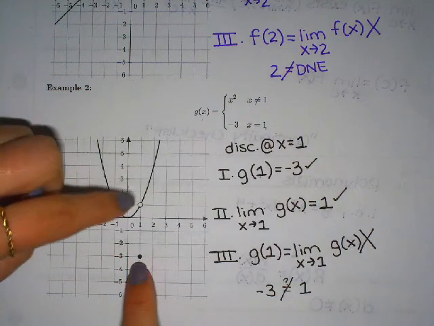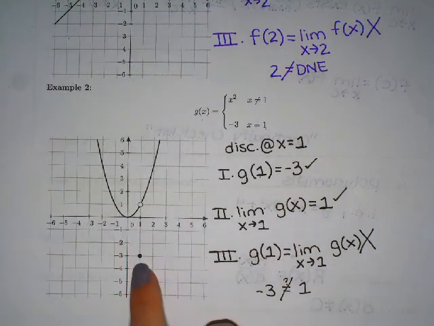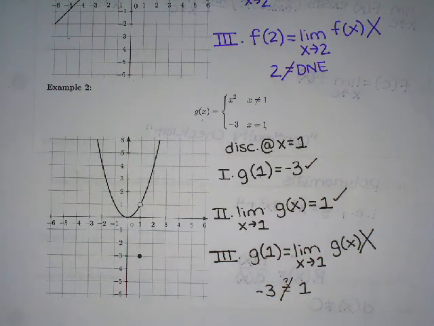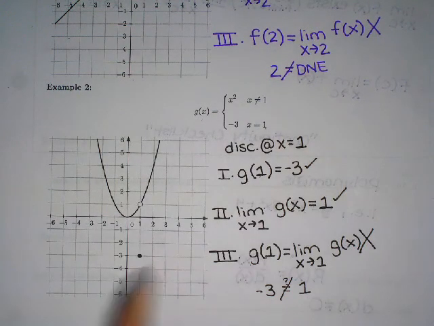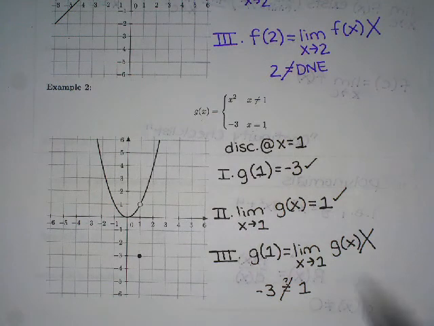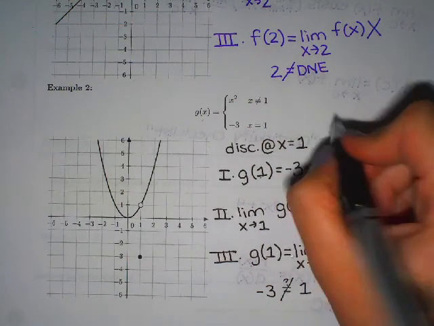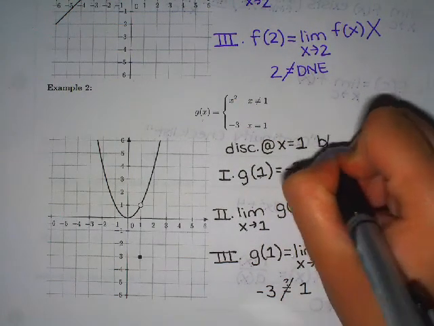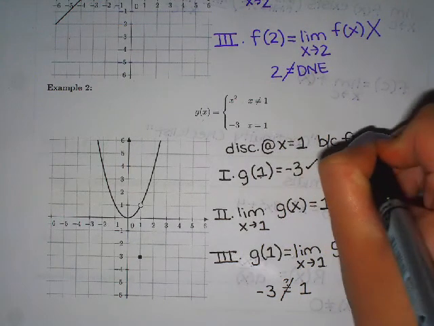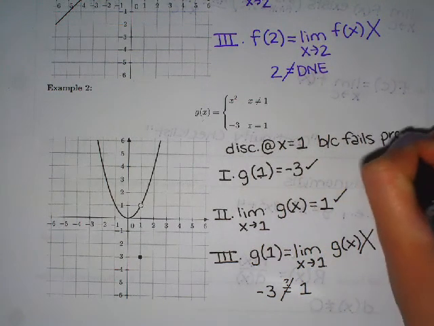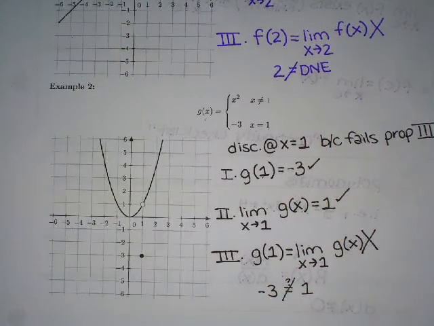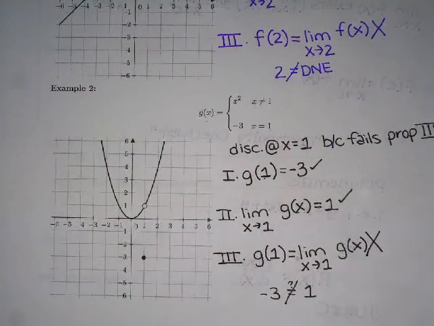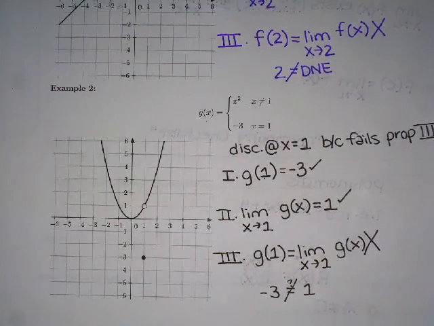Everything checked out. It had a y value, it had a limit, but then the limit we found was not the same thing as the y value. What was happening near when we found the limit wasn't the same thing that happened when we found the y value. So it's discontinuous at x equals 1, and we would just say because it fails property 3. Just one of them, but that's enough to say that it's discontinuous.